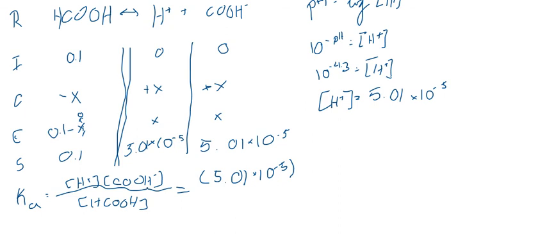Obviously, these two have the same concentration, so I'm just going to square that. And that is equal to 2.51 times 10 to the negative 8th. Ka for formic acid at 25 degrees Celsius is equal to 2.51 times 10 to the negative 8th.